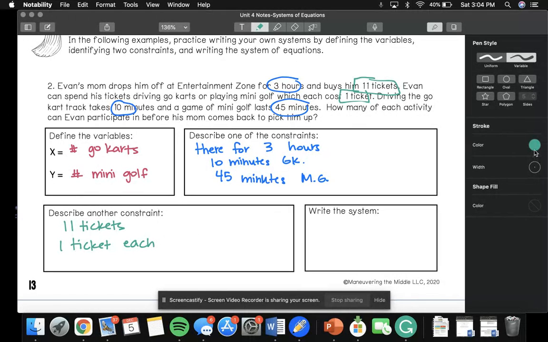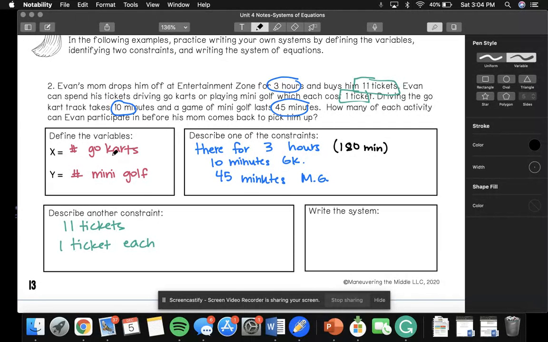Okay. So to write my system, I am going to first write using the 3 hours. So 3 hours is equivalent to 60 minutes in an hour, so that would be 180 minutes. We just want to make sure that our units are similar.